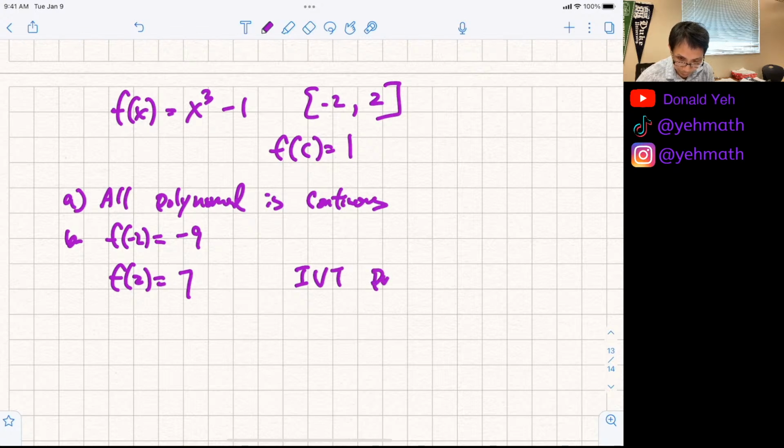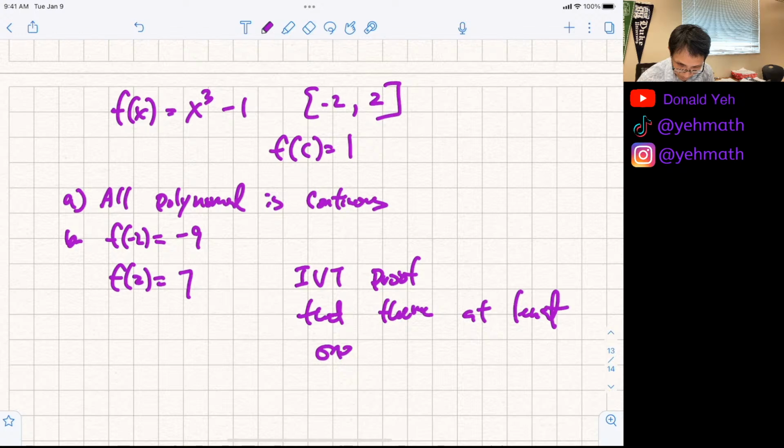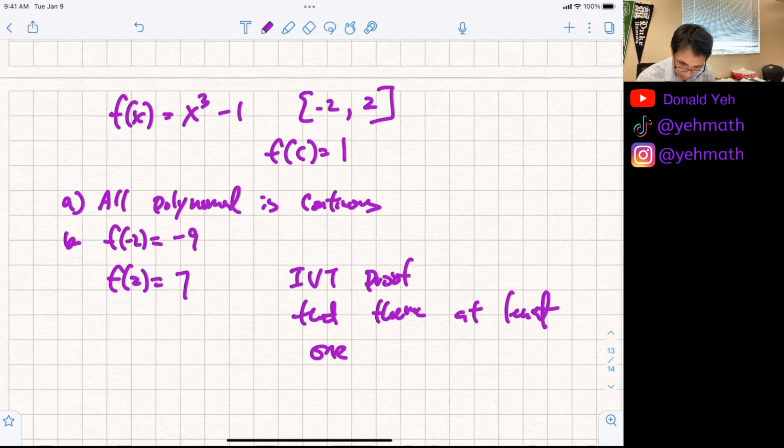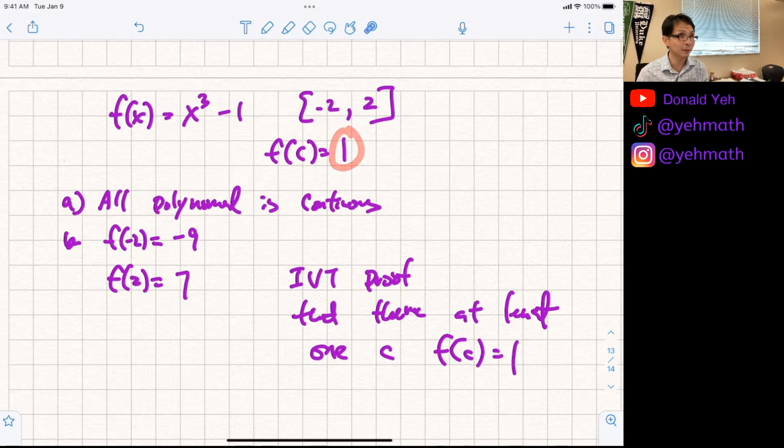IVT proof that there is at least one c, where f of c is equal to 2. Can it be 0? Can it be 10? No, it cannot be 10. But it can be any value between -9 and 7. That's what I meant. Very easy.